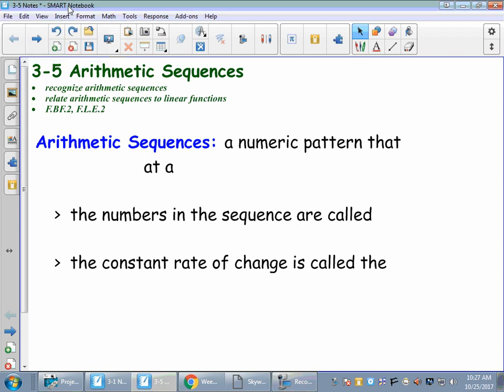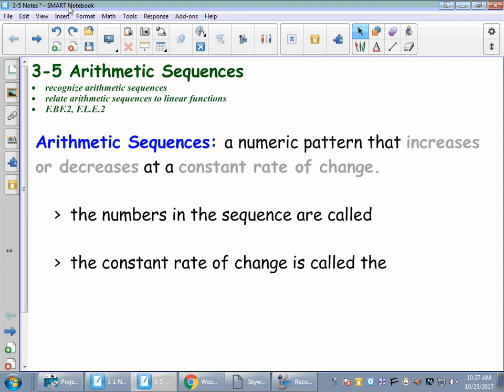These are your 3-5 notes on arithmetic sequences. This leads us into some linear patterns. So let's just get started. We're going to learn how to recognize if it is an arithmetic sequence or not, and then we're going to be able to find terms of an arithmetic sequence afterwards.